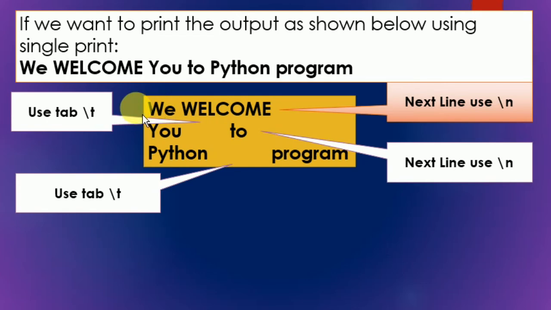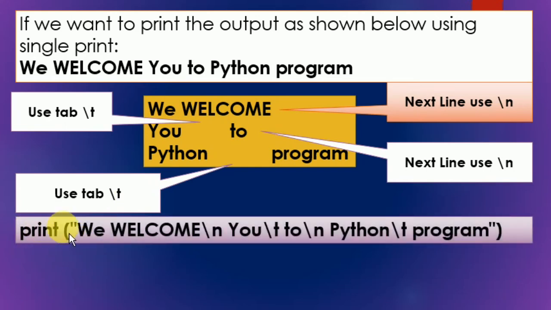It means we need \t and \n, both are going to be used inside, but we are going to write it in a single line. So what you have to do is write print, bracket, put this line in the same way first, in double quotes. Now place the escape characters. We welcome. After that you need a next line, so place slash n.